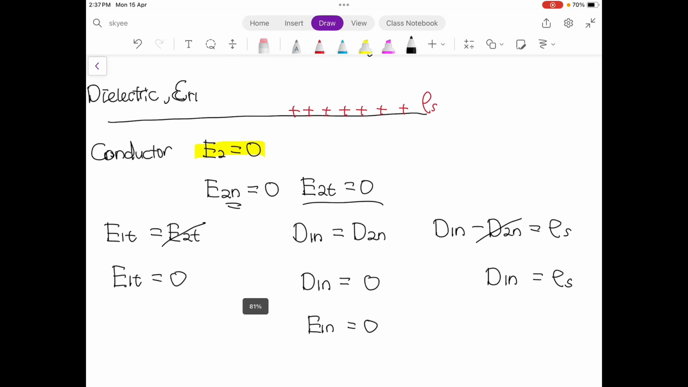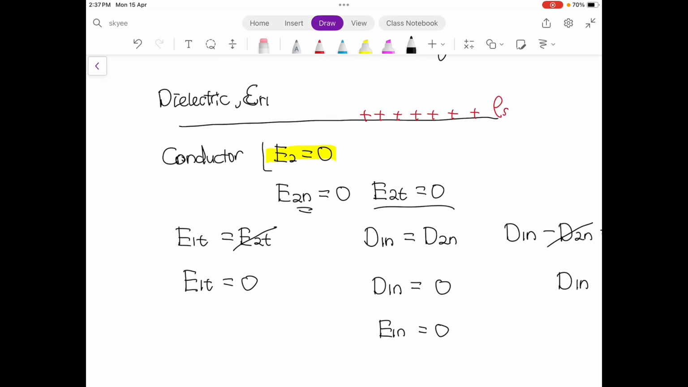So this is something you have to take note of. No electric field in the conductors. When there is no electric field in the conductors, it means there is also no potential difference between any two points in the conductor. For example, just imagine these are two points inside the conductor. There will be no potential difference. The VAB equals 0.